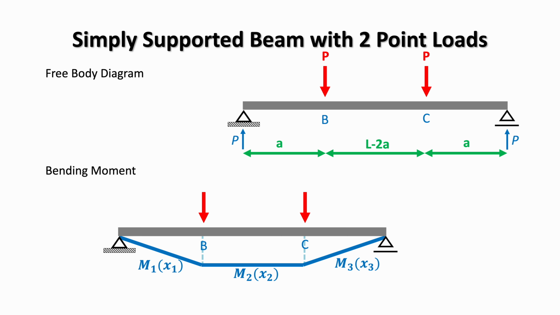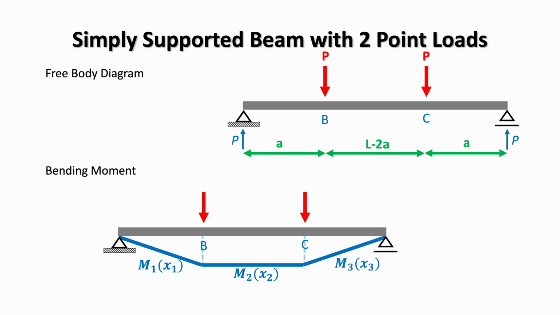At the top of this slide, we show the free body diagram of the beam. The 2 point loads act downwards at B and C, and the vertical reactions at A and D are both equal to P. The beam is divided into 3 regions by the location of the point loads, and the distances from each support to the nearest load are a. The distance between the 2 loads is L minus 2a.